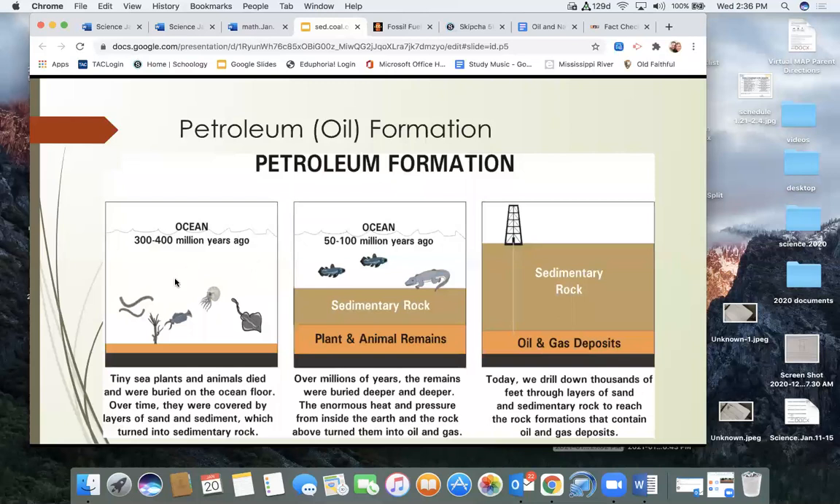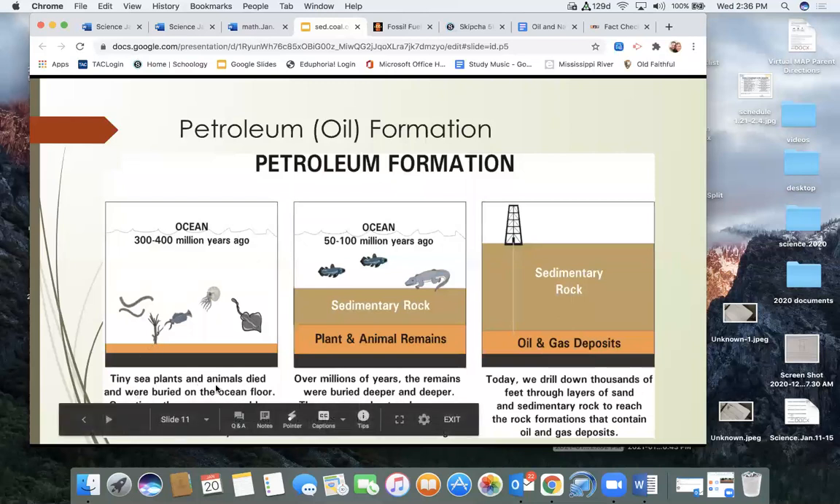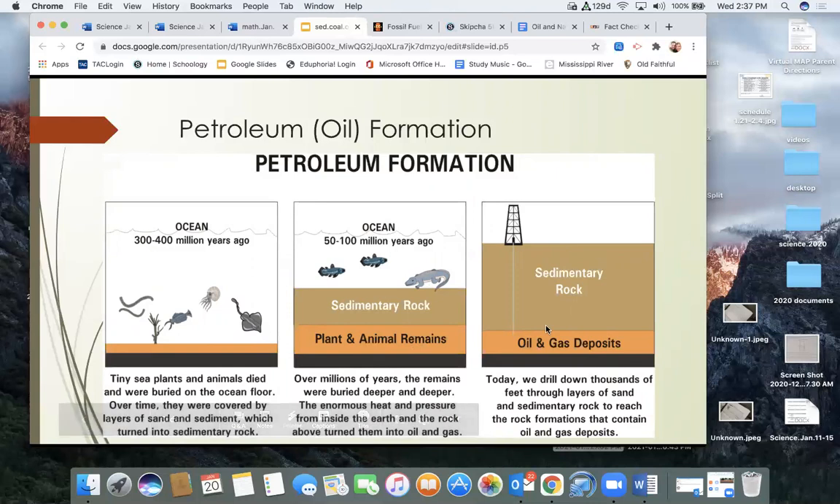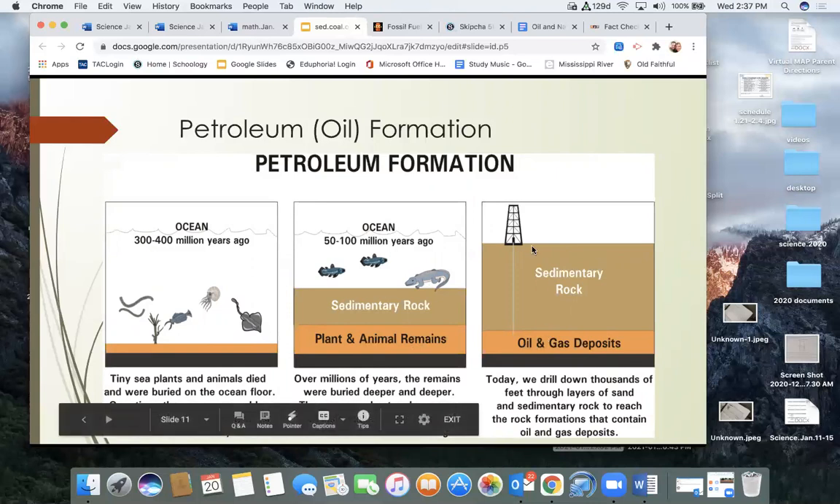Okay, so here's another diagram here. Tiny sea plants and animals died and were buried in the ocean floor. And then sedimentary rock forms over them, and millions of years occur, heat and pressure occur, and then we're able to extract the oil from that now.